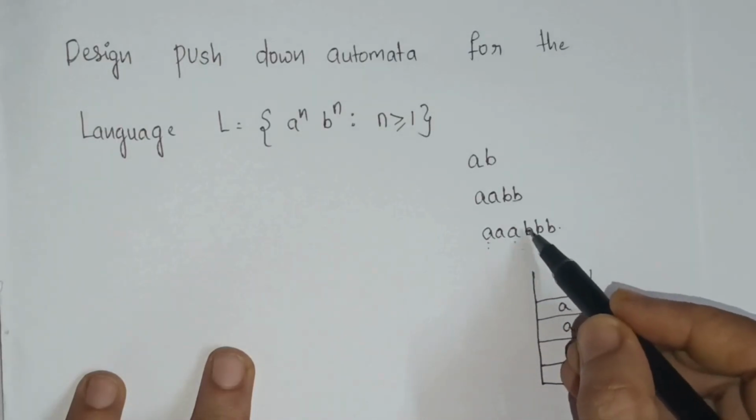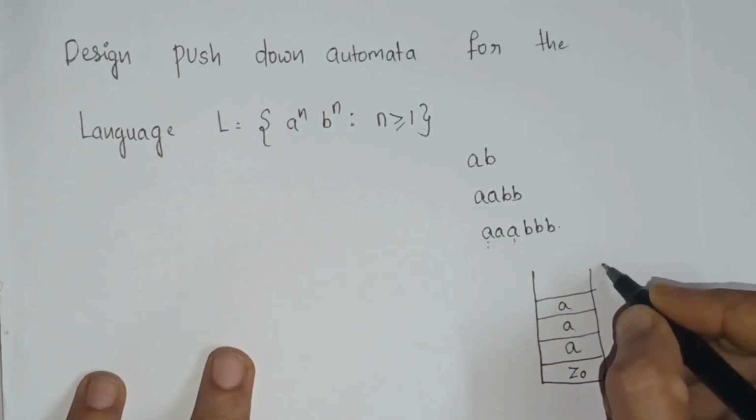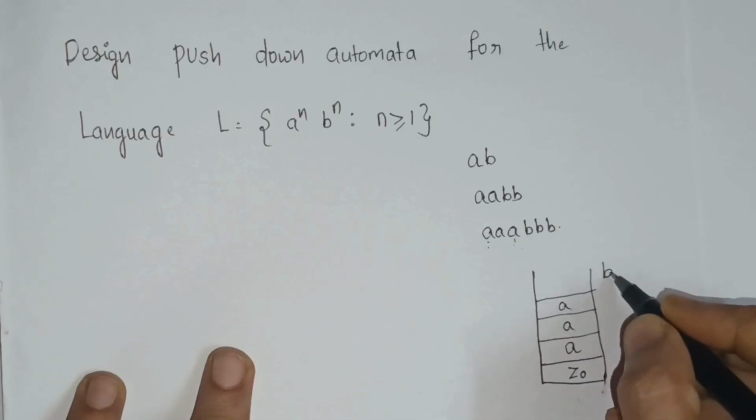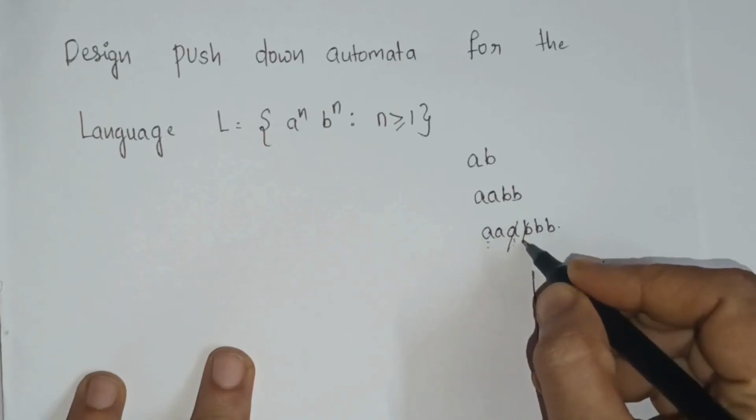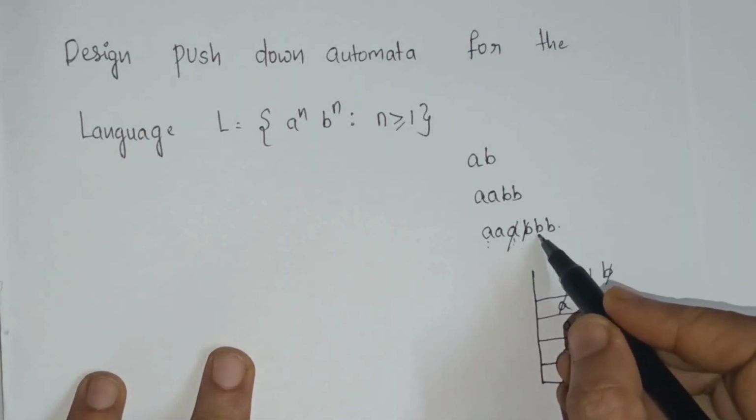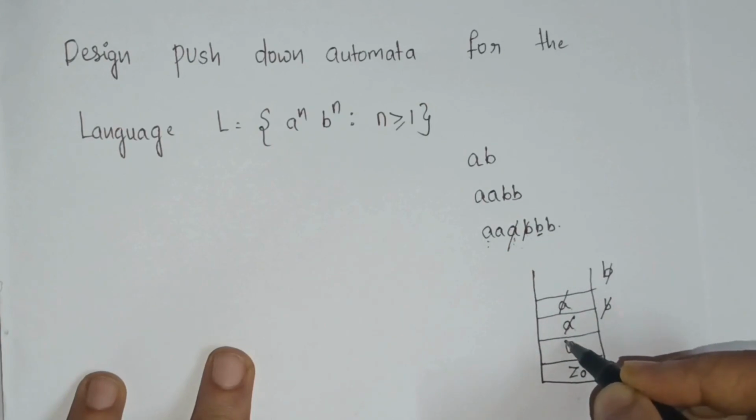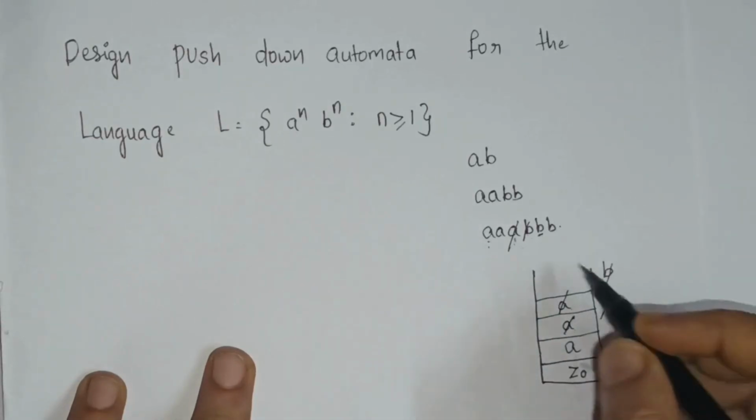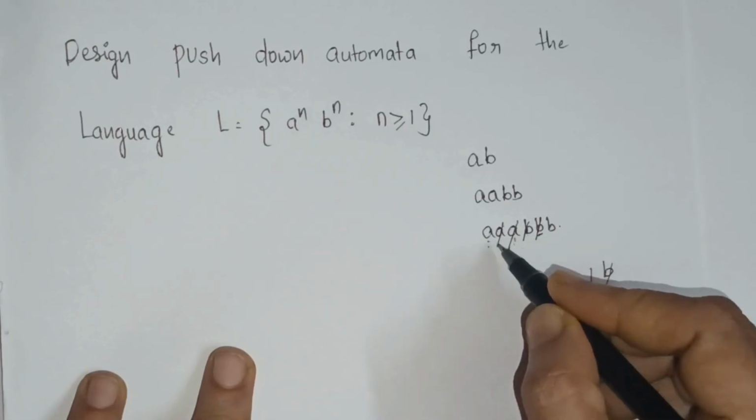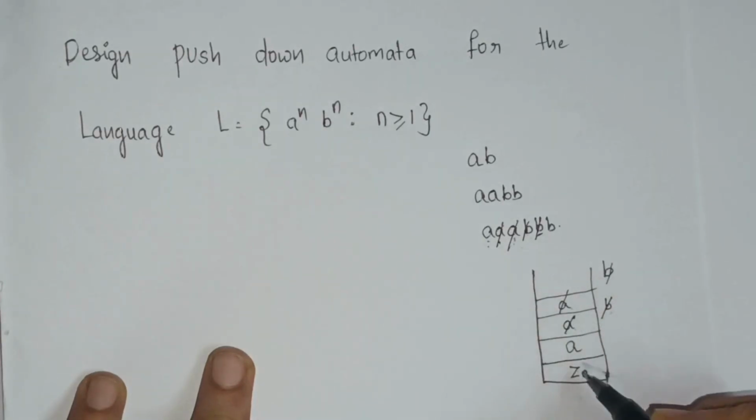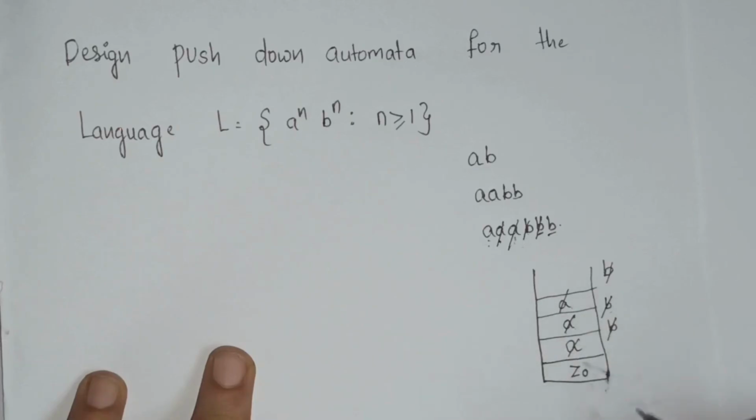Whenever I read b, then definitely its corresponding symbol a should be popped out. Okay, 1 a, 1 b is popped out. Next, whenever I read the next symbol b, then a should be popped out. So whenever I read input symbol b, then a should be popped out. Next, again one more b is there. Again, if I read the b, then a should be popped out.